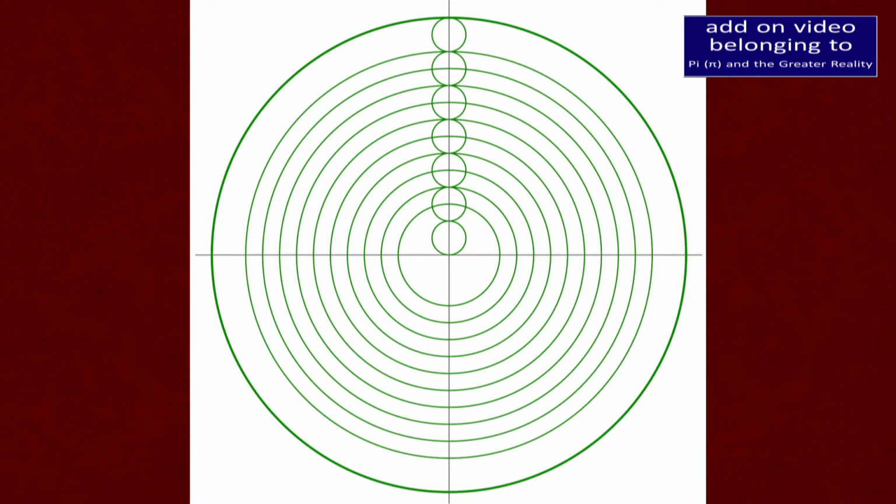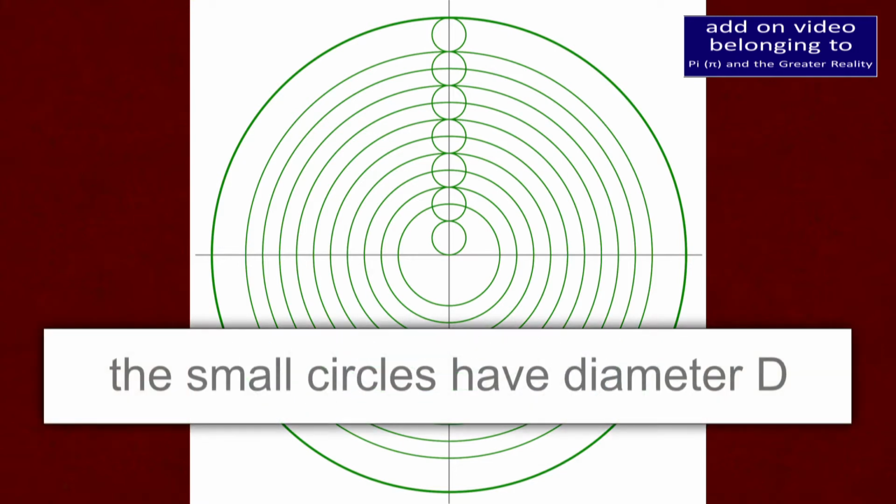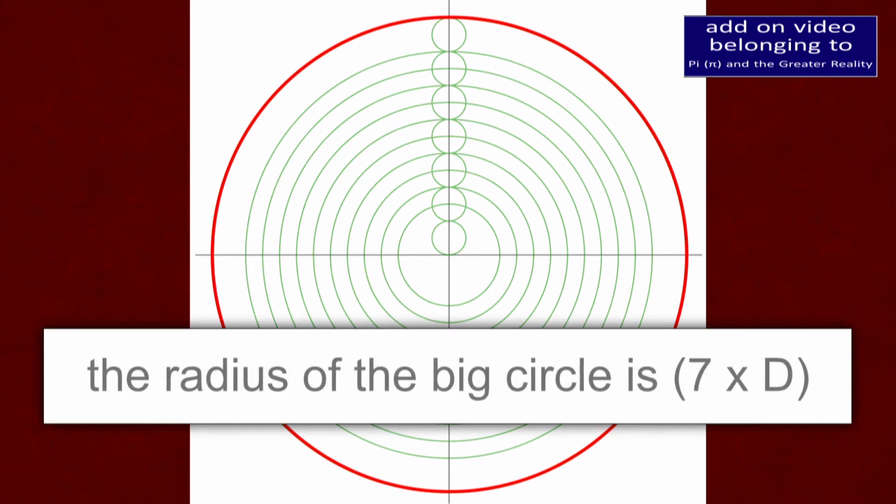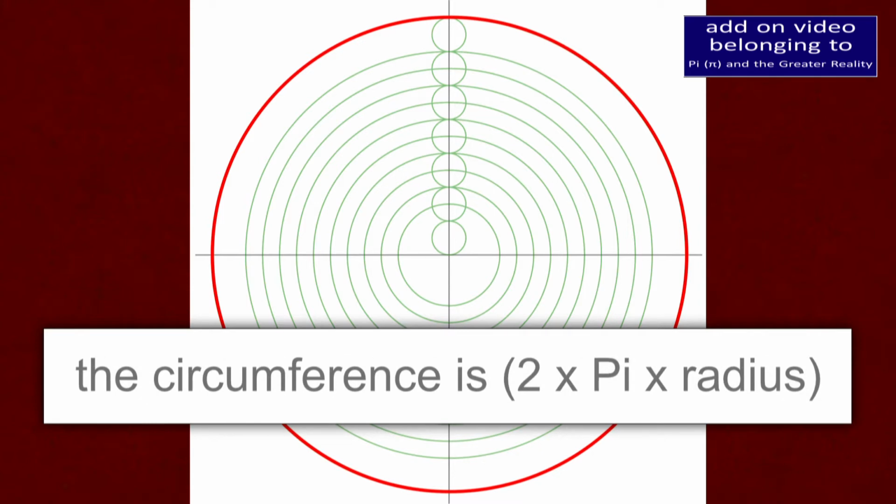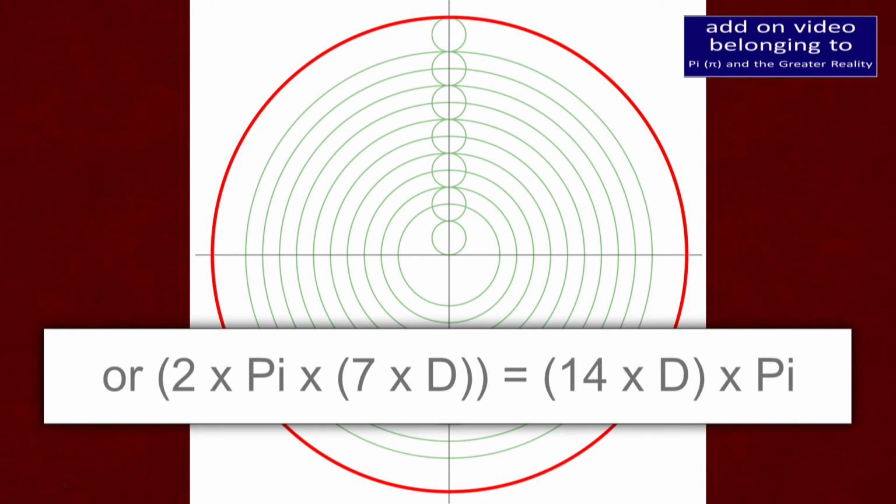Let's say these circles have a diameter of d. The radius of the crop circle is 7 small circles, or 7 times d. The circumference of the circle is 2 multiplied by pi multiplied by its radius, or 2 multiplied by pi multiplied by 7 multiplied by d, which is 14 times d times pi.